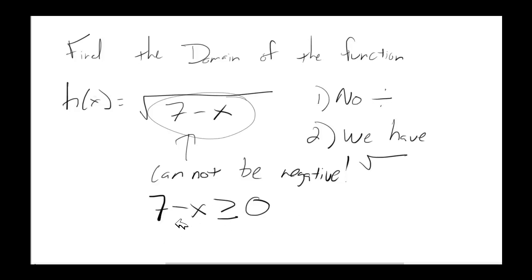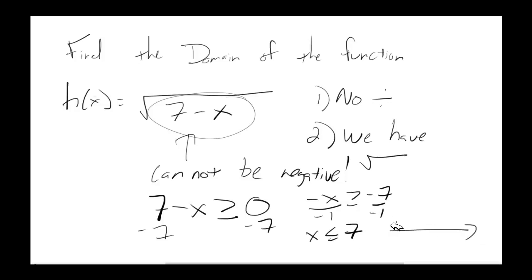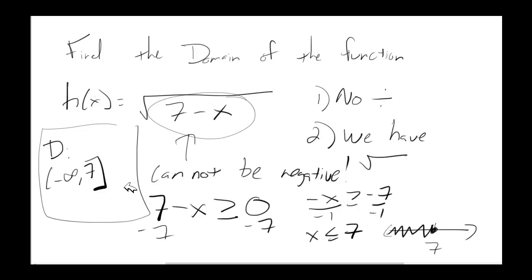Alright, so let's give this a shot. Move the 7 over: minus x is greater than or equal to minus 7. Divide both sides by minus 1, and here we're going to flip. x is less than or equal to 7. Here's our number line. 7 is closed in, and I want x values less than that. So I put it all together. The domain of this function would be minus infinity up to 7, bracket. That will produce the inside being positive or 0, and we can take the square root of 0 or positive numbers.